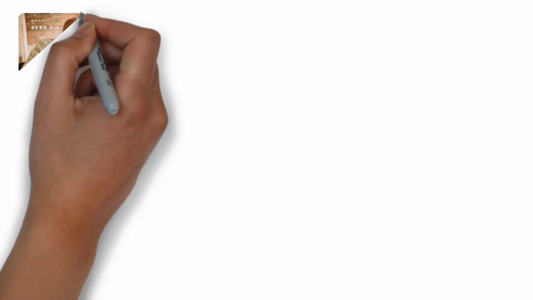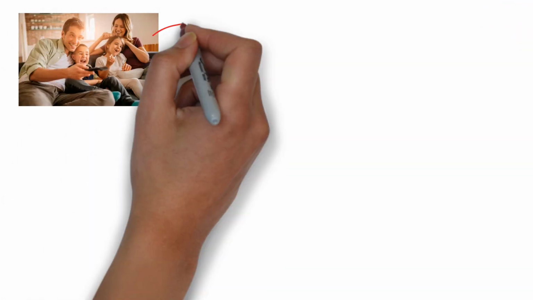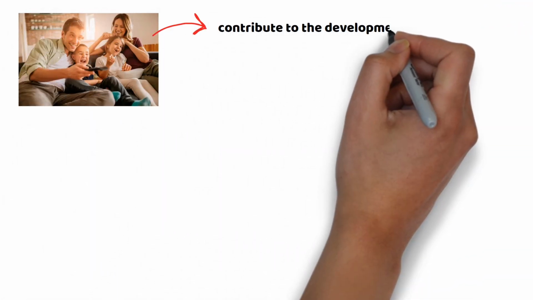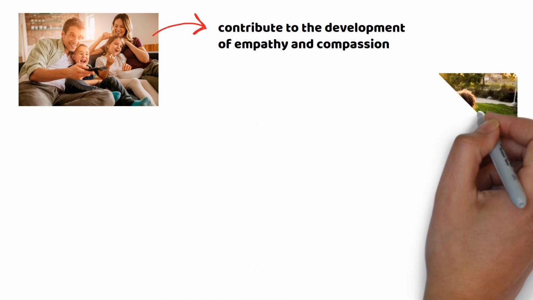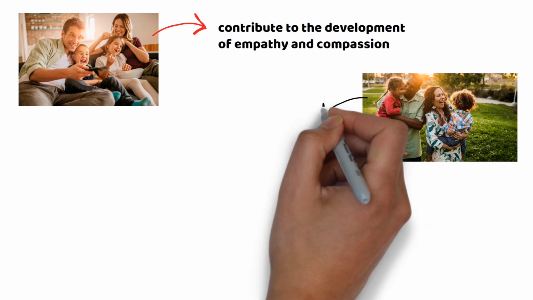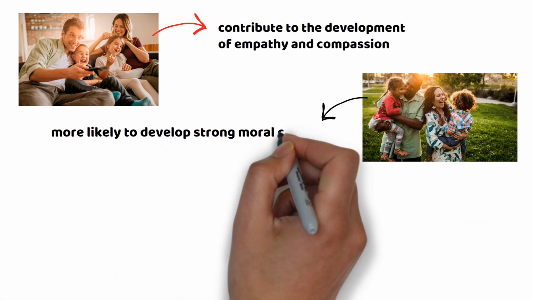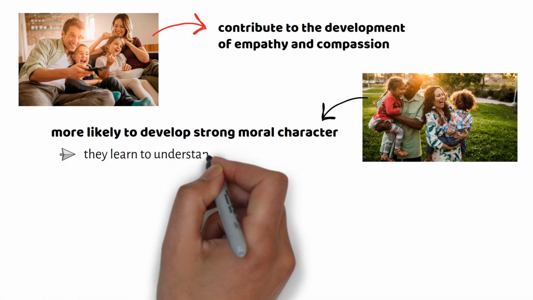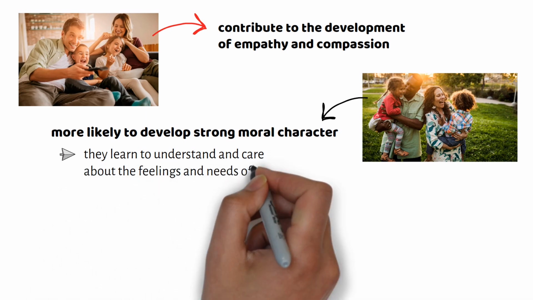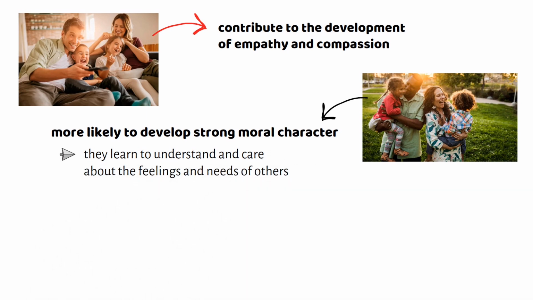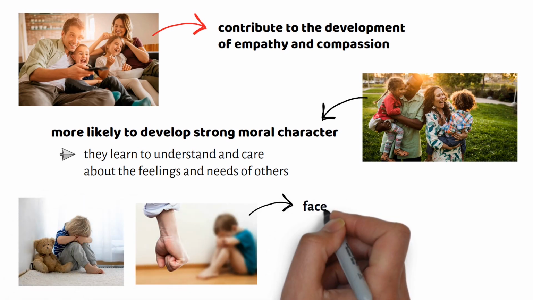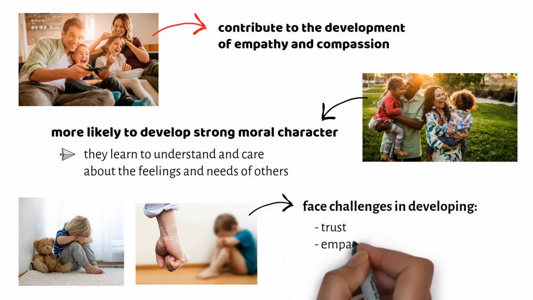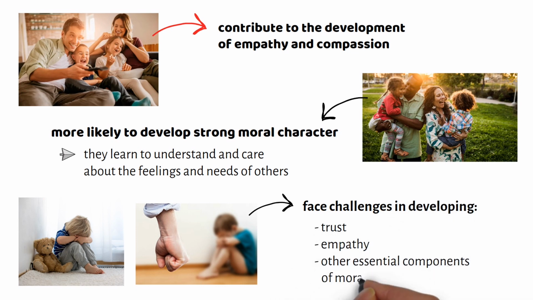The early lessons learned at home form the foundation upon which future moral beliefs and actions are built. Additionally, the emotional support and care provided by family members also contribute to the development of empathy and compassion. Children who grow up in nurturing, loving environments are more likely to develop strong moral character because they learn to understand and care about the feelings and needs of others. In contrast, children who experience neglect, abuse, or inconsistency in caregiving may face challenges in developing trust, empathy, and other essential components of moral character.